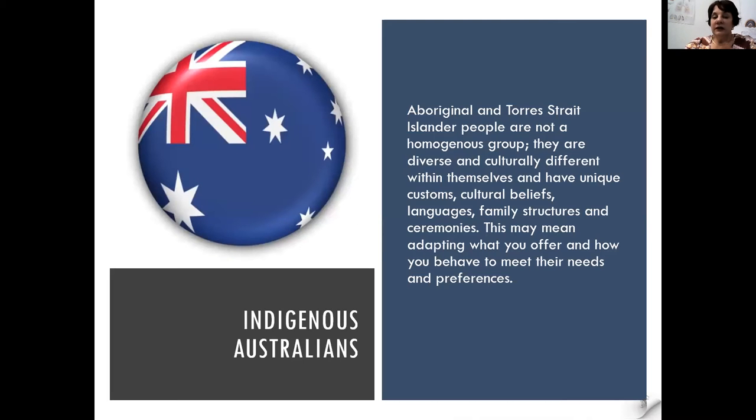Then on the Indigenous Australians, Aboriginal and Torres Strait Islander people, they are also not homogeneous. Within their culture, not everyone's the same. There are different dynamics, a lot of clans and a lot of different cultural boundaries. If you go up north, you'll find cultures that are completely different to cultures down south. So you can't just put a blanket on it and say they're all the same.